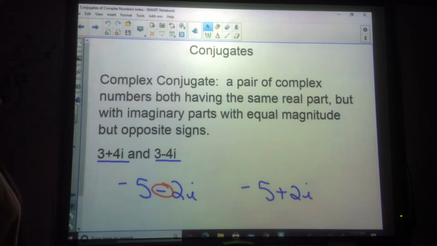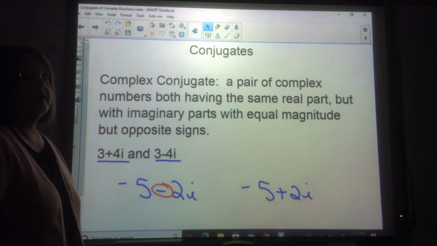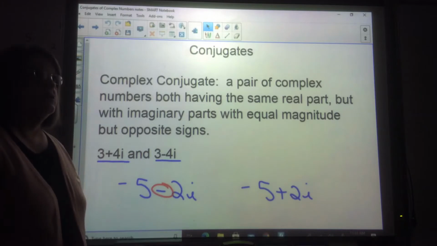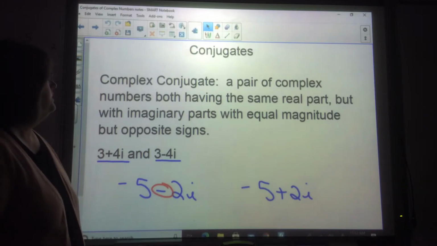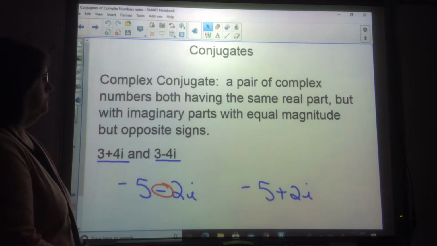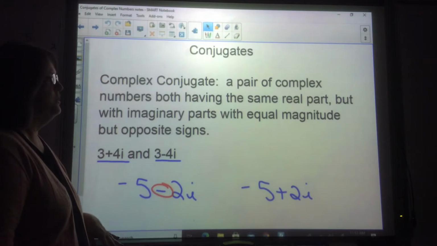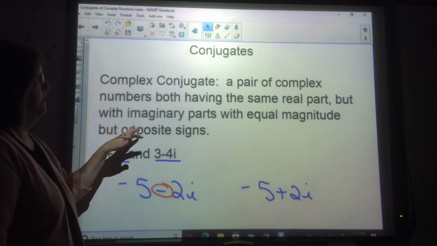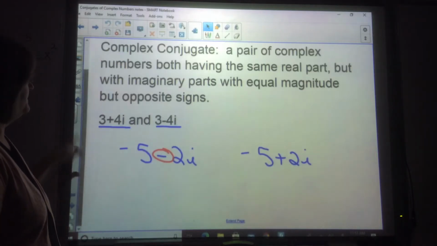Okay, we're going to be dividing complex numbers today, and you do that with a conjugate. Just like we had conjugates with radicals, we have conjugates with complex numbers. A conjugate is a pair of complex numbers both having the same real part, but with imaginary parts with equal magnitude but opposite signs. So, here is an example.